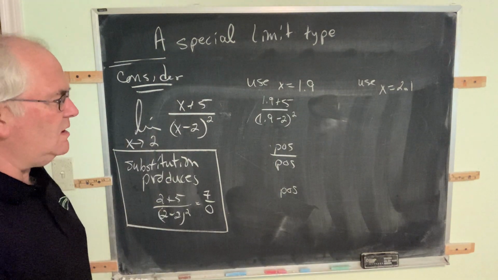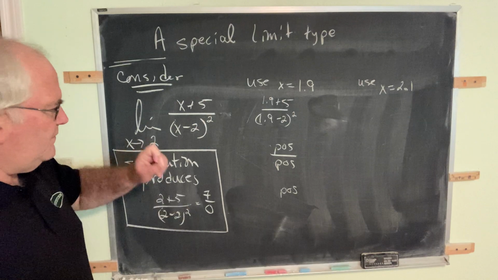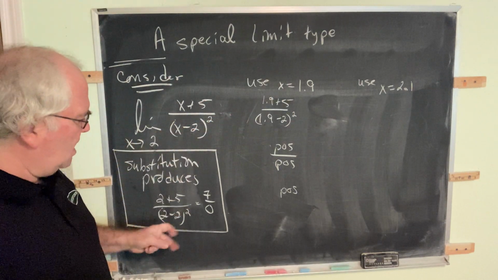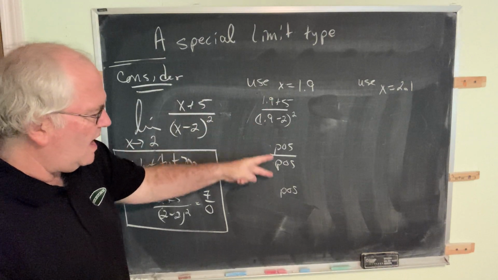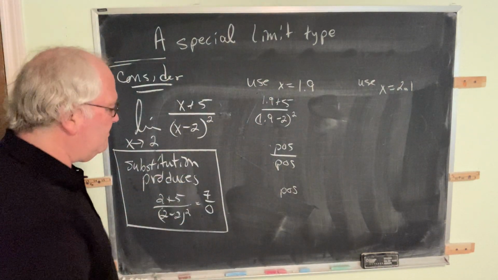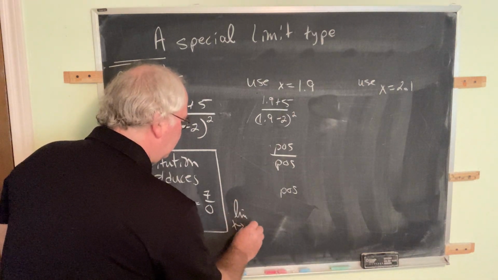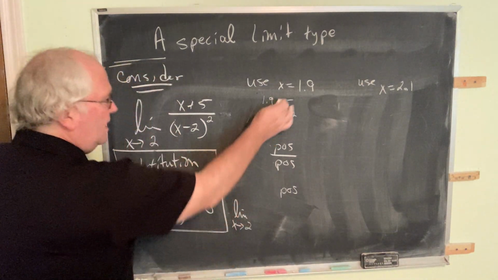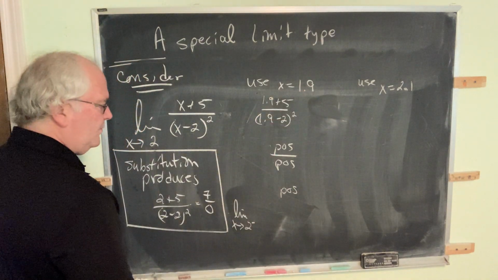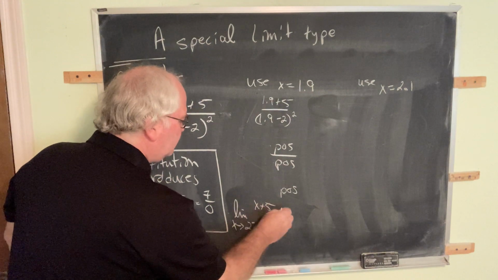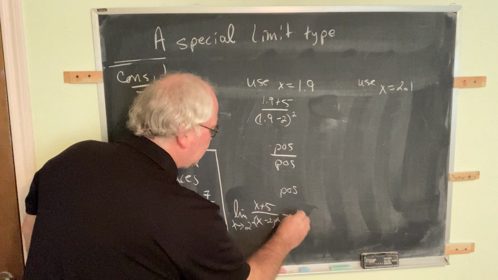And here's what we may conclude from this. If direct substitution of, in this case, 1.9 produces positive divided by positive, which is positive, that means the limit as x approaches 2, now we've restricted our approach, restricted from the left, of (x plus 5) over (x minus 2) squared, is positive infinity.